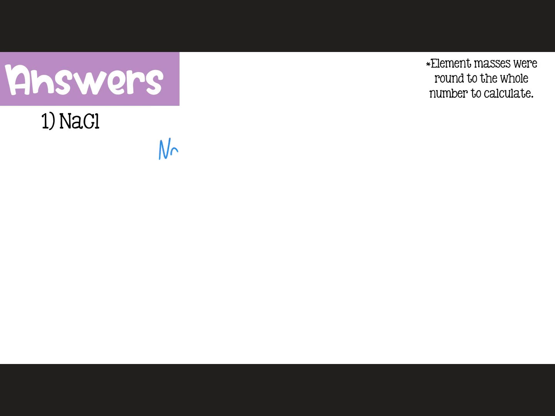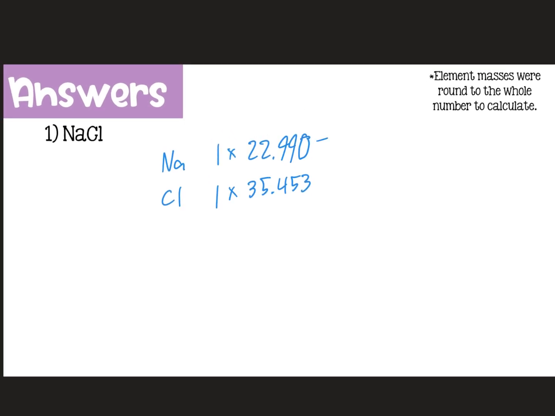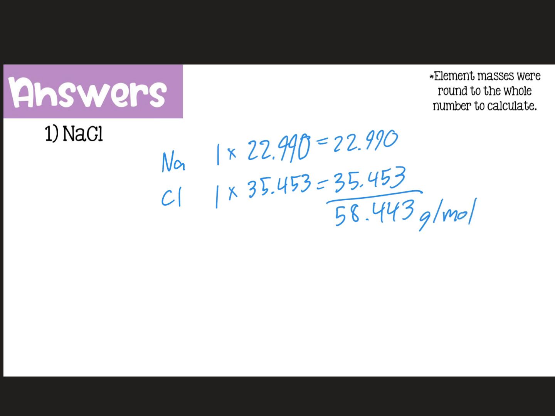So let's get started with number 1, NaCl, or sodium chloride. Sodium chloride has one sodium atom with an atomic mass of 22.990 and one chlorine atom with an atomic mass of 35.453. If you were to multiply the number of atoms by the mass, you would get a total mass of 22.990 for sodium and 35.453 for chlorine. You can then add these together to get a molar mass of 58.443 grams per mole for sodium chloride. If you used the whole number approximations, you would get 58 grams per mole.